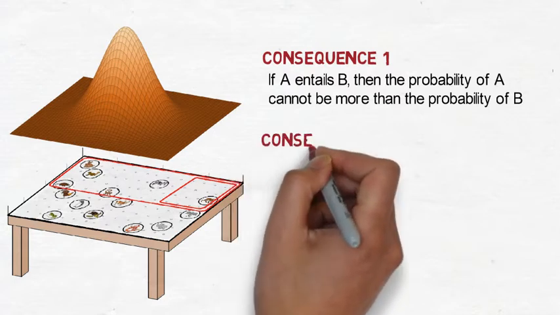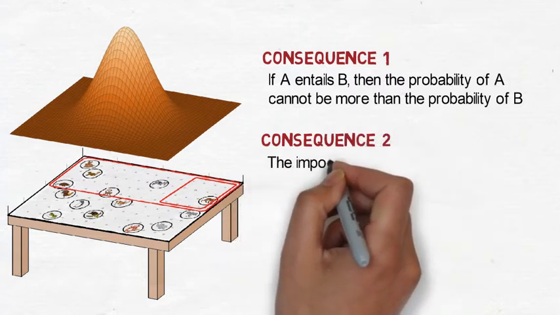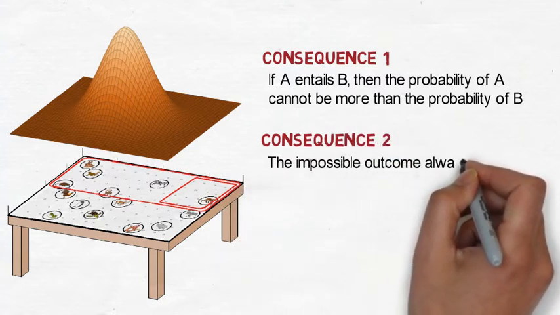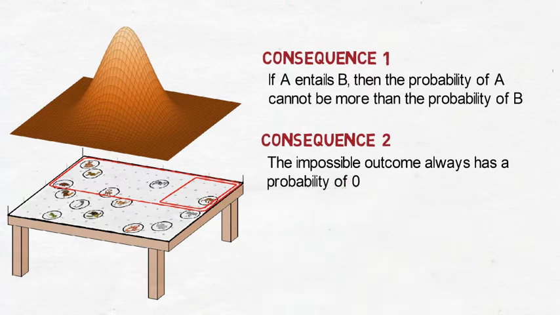A second interesting consequence is that the impossible outcome always has a probability of 0. You can think of the impossible outcome as just the opposite of the necessary outcome. So, while the necessary outcome takes up the entire 100% of the table, the impossible outcome is going to take up exactly 0% of the table. And because it doesn't take up any of the table at all, it can't be the case that any of the mud is situated above it, and therefore it has a probability of 0.